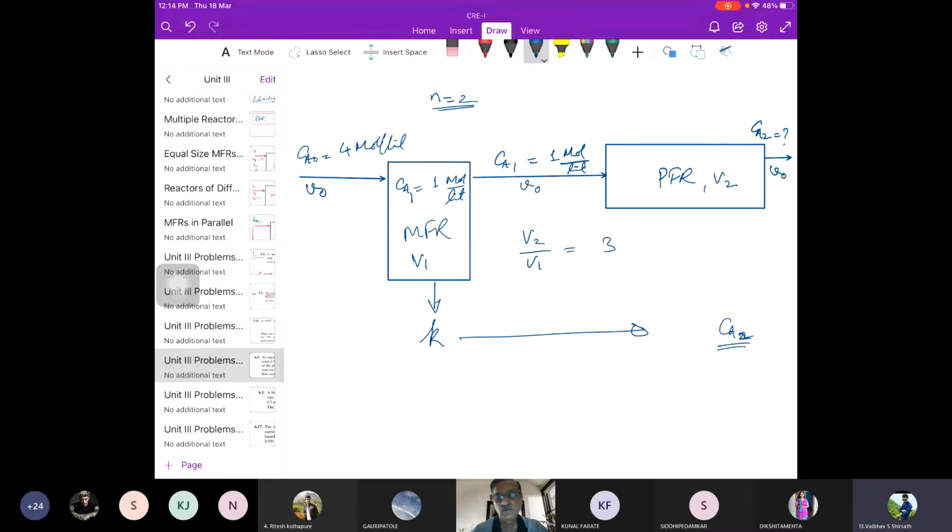Sir, Ca2 I am getting is 0.10811. 0.1 will come exactly. Yes, sir. 0.1 exactly. This is done. You can proceed to the plug flow reactor and find the value of Ca2.